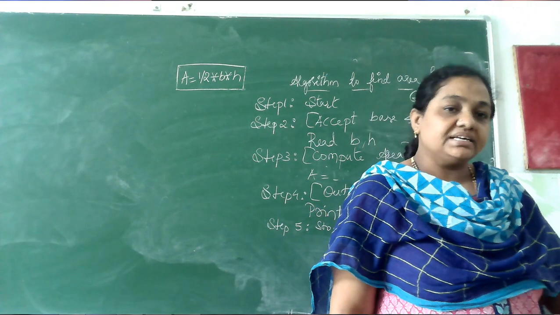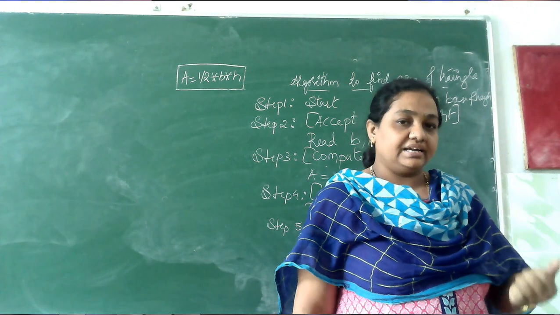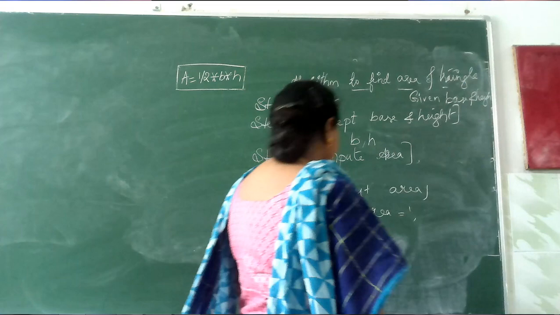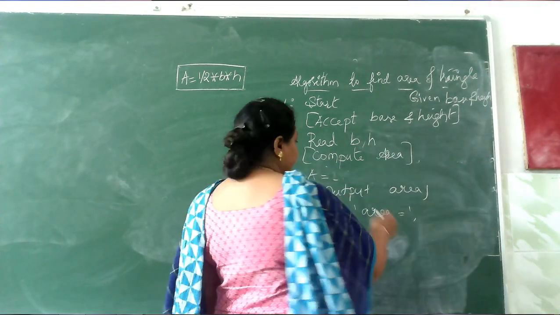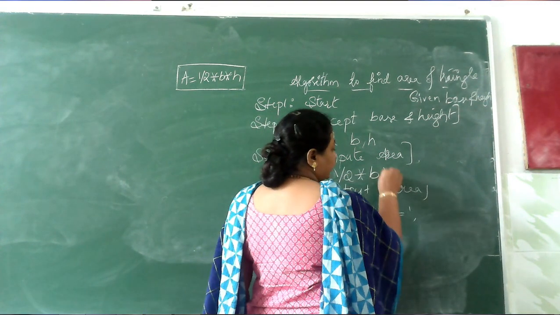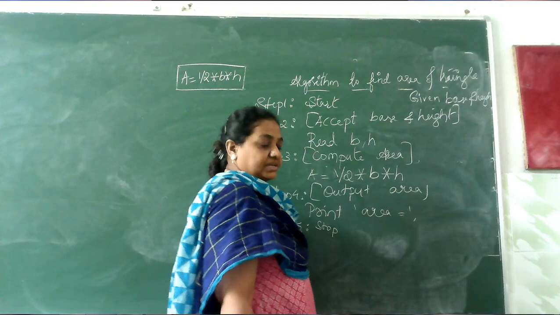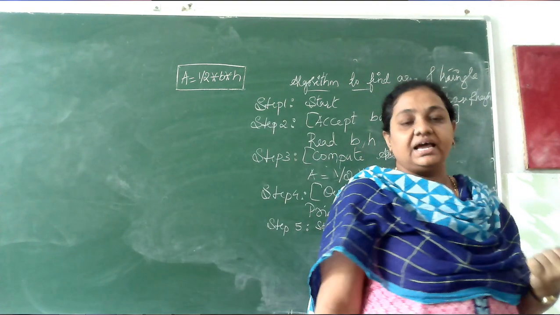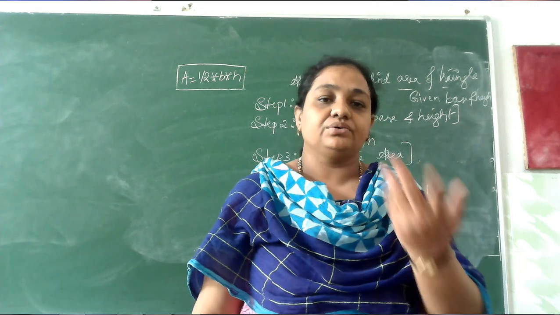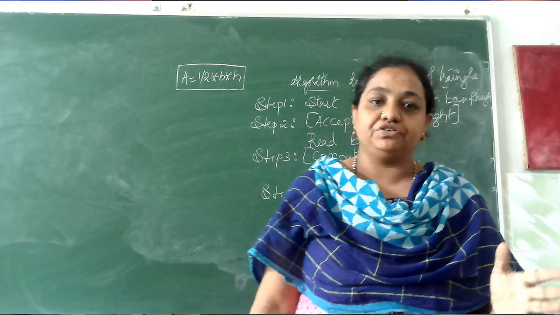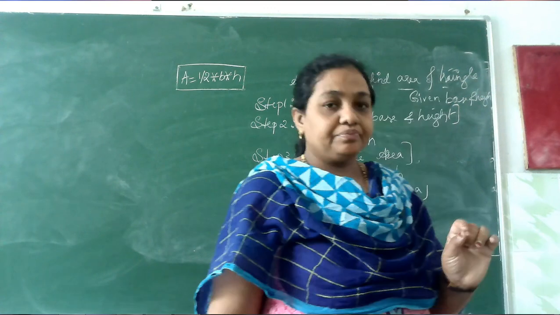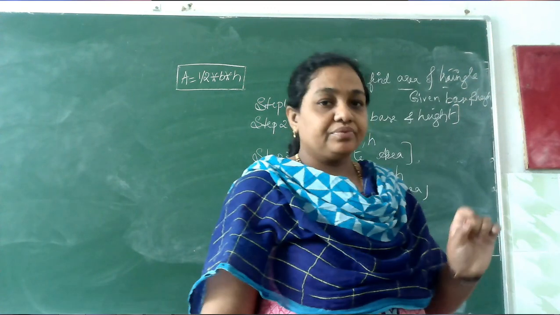So, after accepting base and height, the next step is we will compute the area. Compute is nothing but calculate. Calculating is also called computing. So compute area is nothing but calculate area. You can also write calculate area. It's not a problem, it's up to you. Either you can use calculate area or compute area. Both are fine. Both are correct.